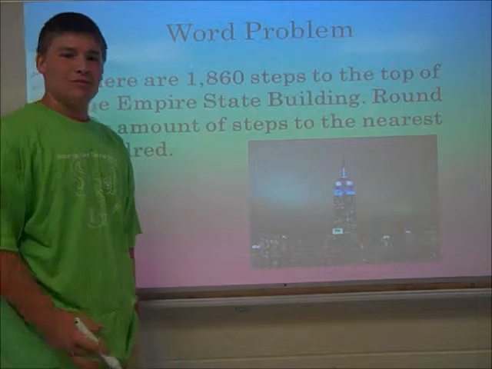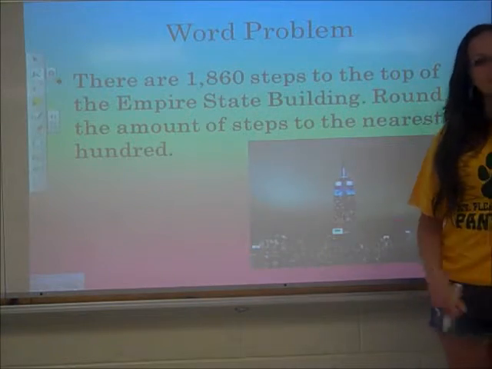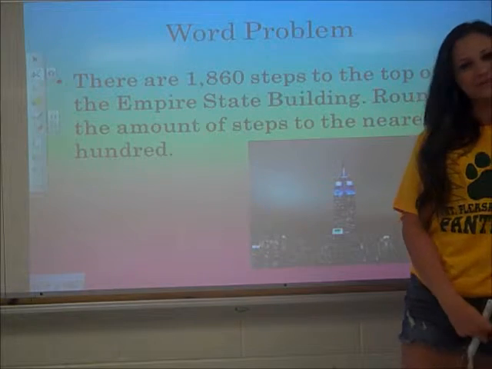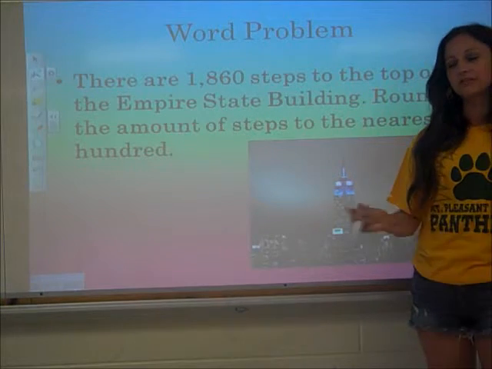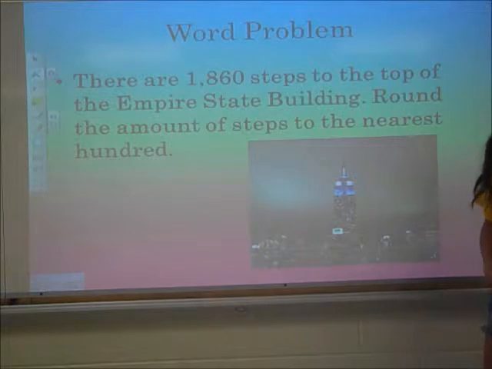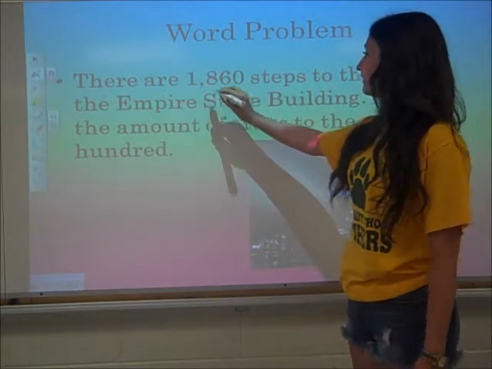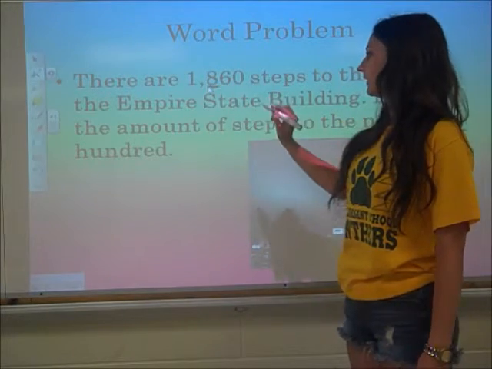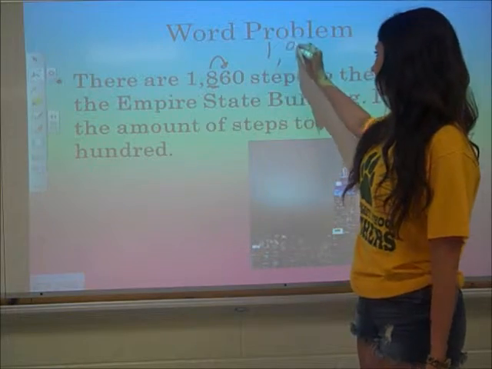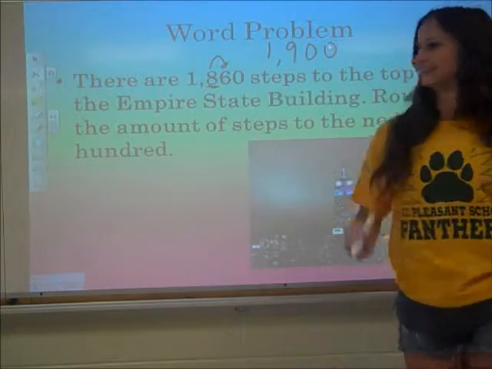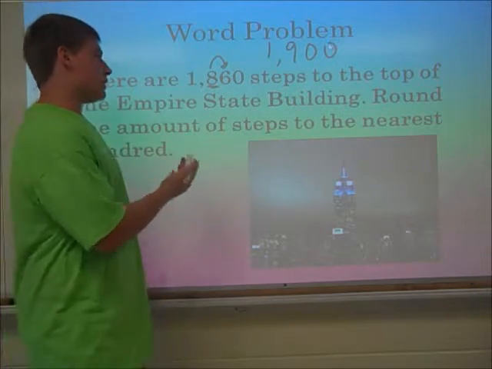Now we have a word problem for you to do. So, there are 1,860 steps to the top of the Empire State Building. Take that number and round the amount to the nearest 100. Pause the video, take a second. So, you should have gotten 1,900 because if you look at 8, which is the rounding place, you look 1 to the right of that, 6. 6 is greater than 5, so your answer is 1,900. Now, you could have done this problem using the number line or the place value, but we just decided to show the place value.